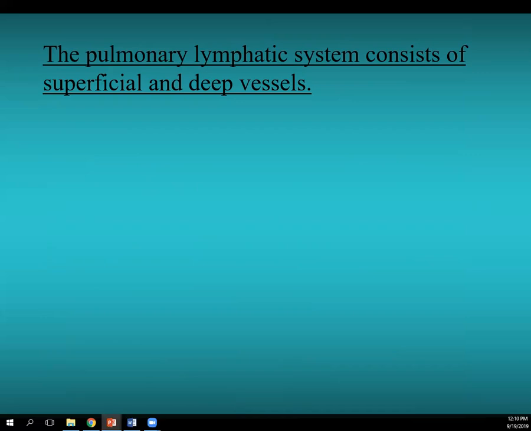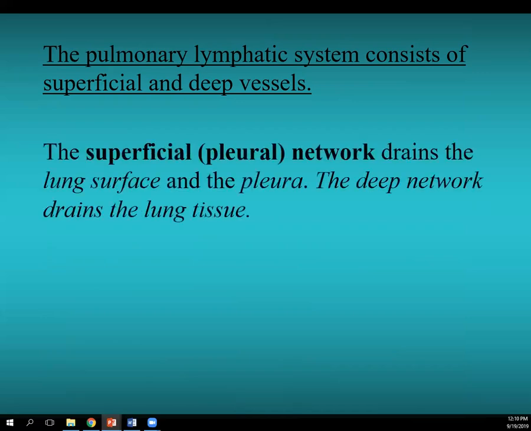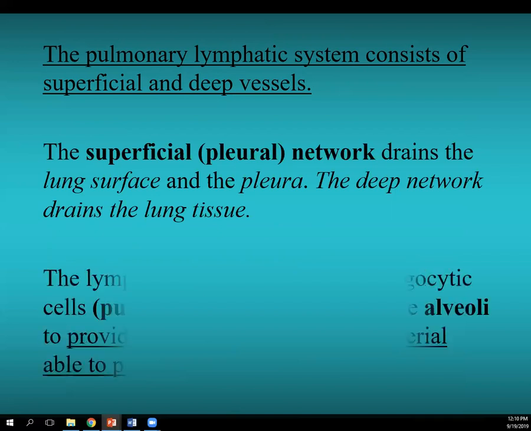So the pulmonary lymphatic system consists of superficial and deep vessels. The superficial or pleural network drains the lung surface and the pleura, and the deep network drains the lung tissue. Be sure that you know that, because that is a test question. The superficial pleural network drains the lung surface and the pleura, and the deep network drains the lung tissue.